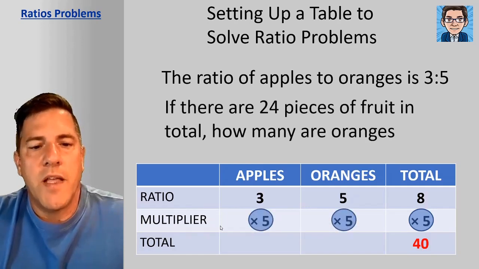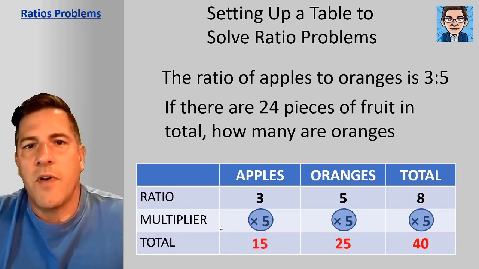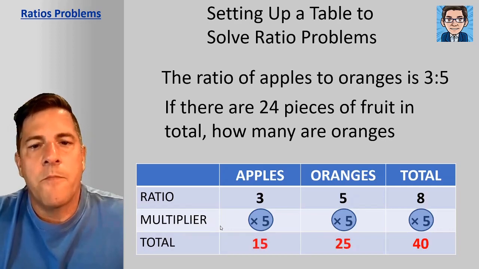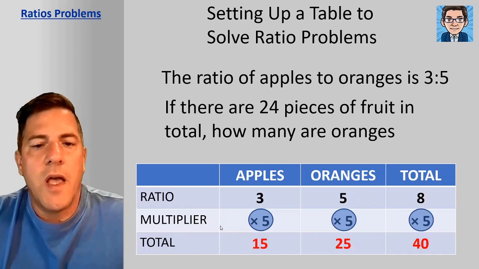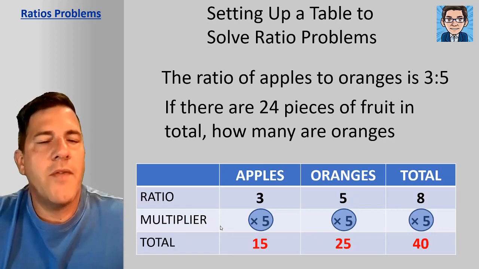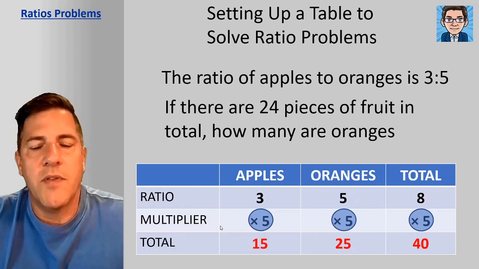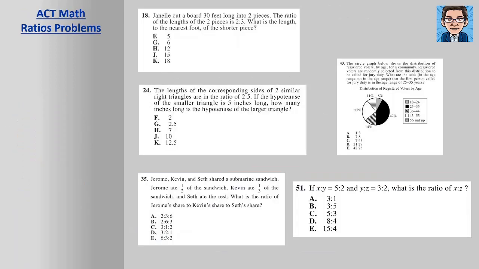And that'll allow us then to figure out the total number of apples and the total number of oranges by using that multiplier. So 3 times 5 gets us 15. 5 times 5 gets us 25. And to answer this question, how many oranges are there? There's 25 oranges. And you can ask any variation of those pieces of information, and we can be given any of those various pieces of information, but setting up the table allows us to solve all those different types of problems.